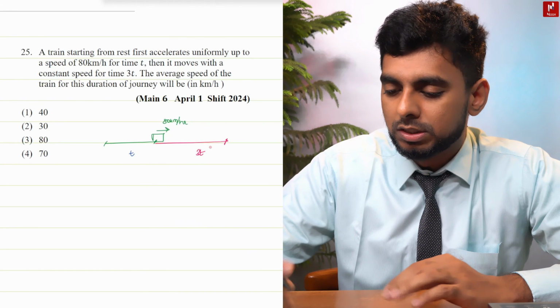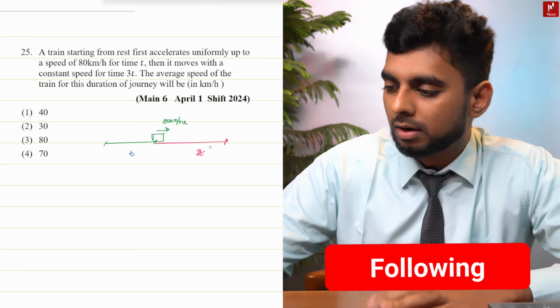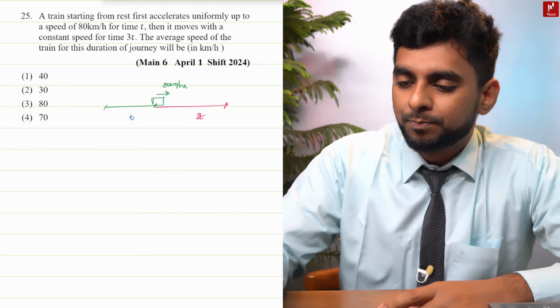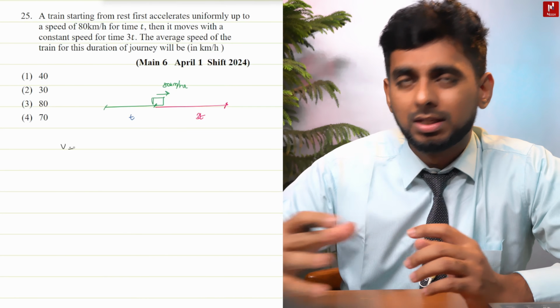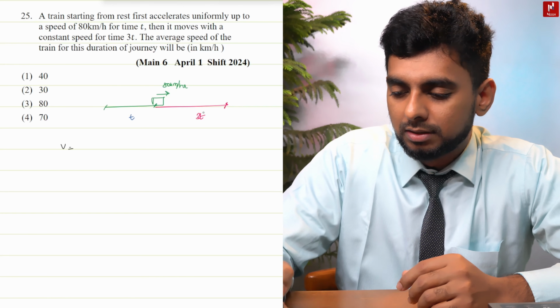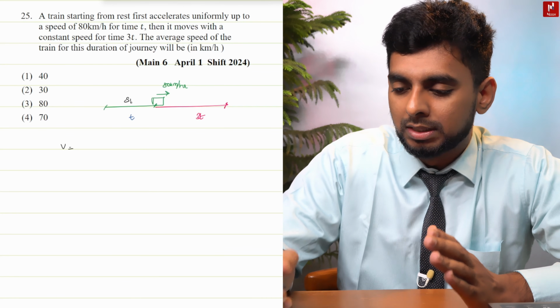What they're asking us to find is the average velocity for this entire journey. Got it? To get this average velocity, the trick is the same thing: you have to get the total distance and then divide it by the total time. Let me put it in this fashion. The initial distance covered in the first part of the journey was S1.